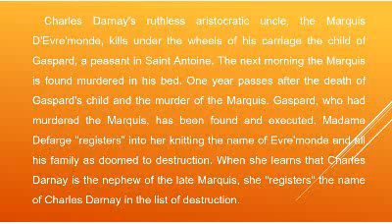Charles Darnay's ruthless aristocratic uncle, the Marquis de Evremonde, while ordering the driver of his carriage to drive at full speed in the busy streets of Saint Antoine in Paris, kills the child of Gaspard, a peasant in Saint Antoine, and the next morning the Marquis is found murdered in his bed. Of course, by the father of the poor child that was killed for no good reason.